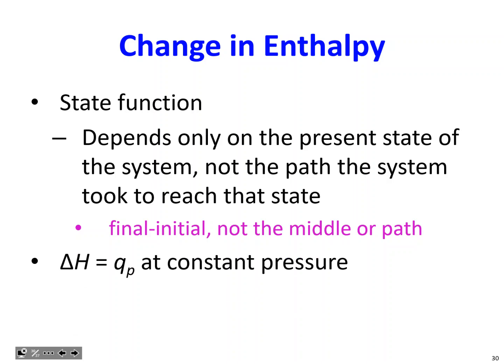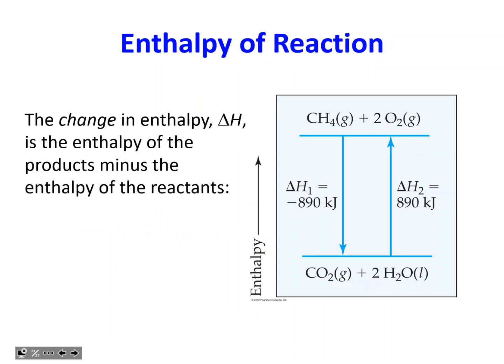So delta H, final minus initial at constant pressure. An easier way to represent it is H products minus H reactants. That's what you see on your potential energy diagrams. Product line minus a reactant line, and you can figure out delta H there. All right, so change in enthalpy, delta H, products minus reactants.